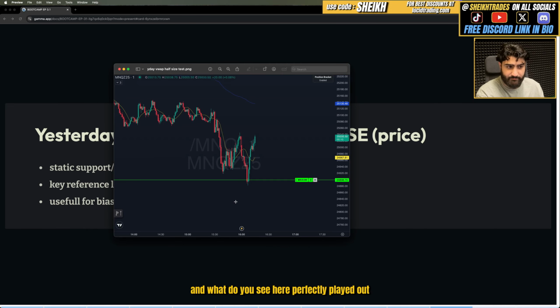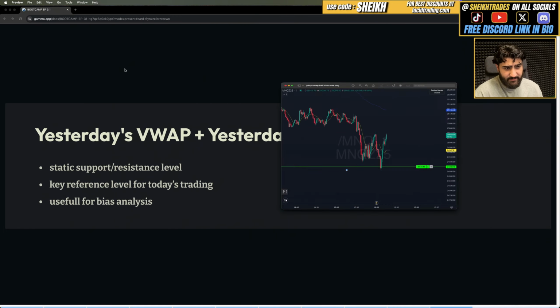And what do you see here? Perfectly played out. What do I have? A drawdown of what? 10 points. And I'm up 35 points, 40 points, a 3-hour trade, just like that. And you can see that yesterday's VWAP is very nice to take also as an indication of bias. It's also nice to say, okay, if you're in short and we approach yesterday's VWAP, it's a nice exit strategy. If it reaches yesterday's VWAP, I'm going to get out. But it's also a very nice idea to take a trade for half size, and then if you get more confirmation, you add your full size.